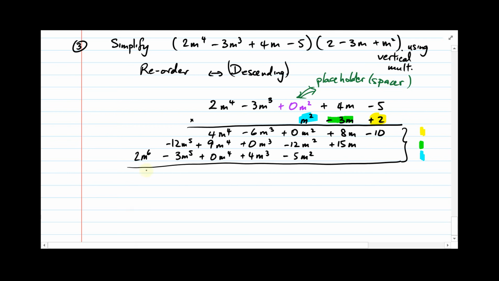Let's add the terms. We end up with 2m to the 6th, 15m to the 5th, 9 and 4 is 13, minus 2m cubed, minus 17m squared, 23m minus 10. Right? And that's our final answer.